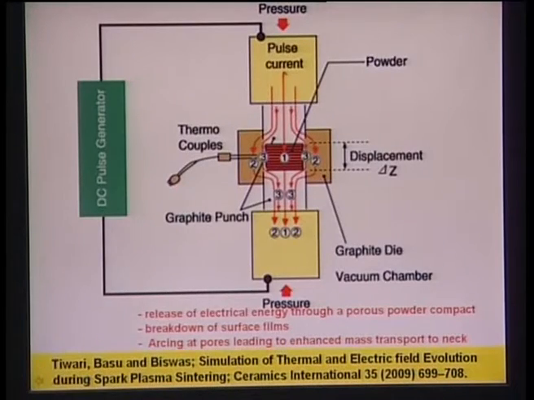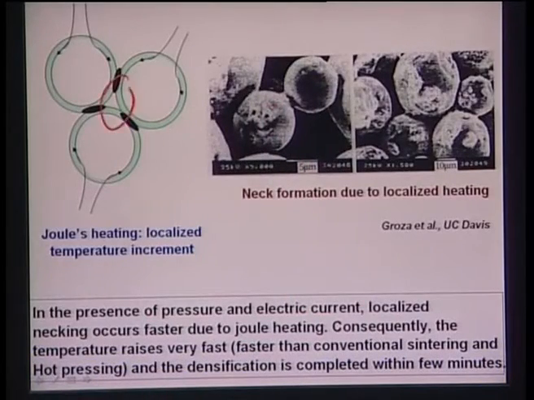Now, this current will flow either through the graphite die wall or through the powder compact, depending on the conductivity of the porous powder compact, and this current will generate high temperature around the neck region or the triple pocket region. Also, the contact resistance at the particle contacts offers some resistance to the current flow, which further increases the heat generation at the neck region. And the higher the temperature, the higher the diffusion coefficient, and therefore the more diffusional mass transport, which is required for sintering to take place.